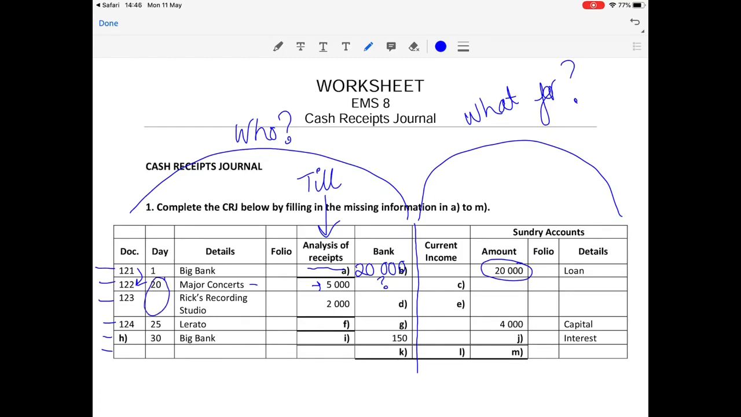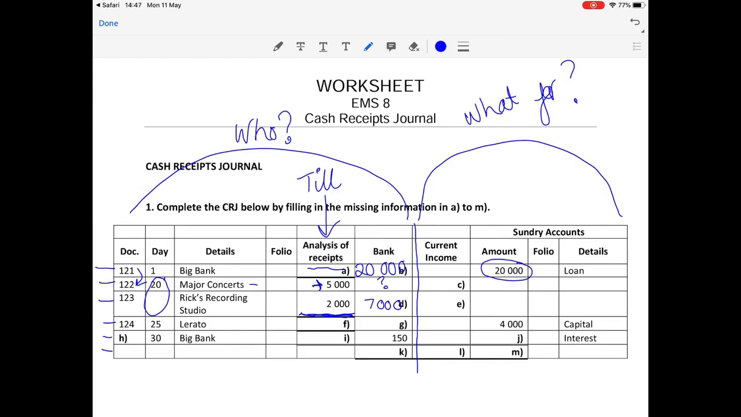Well, remember, if you've got more than one transaction on the same day, in this case we have two transactions on the 20th of the month, then you will total those transactions from the analysis of receipts column and take the total across to the bank, because your bank column refers to everything that you're going to deposit in the bank at the end of the day. So that 7,000 Rand represents the total of the analysis of receipts from the 5,000 Rand from Major Concerts and the 2,000 Rand from Rick's Recording Studio.